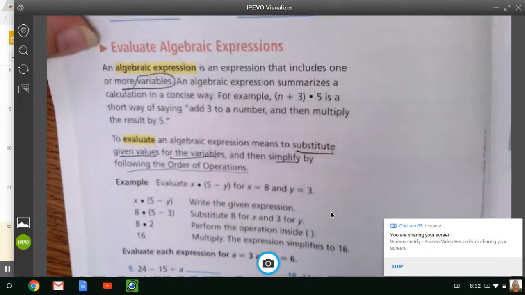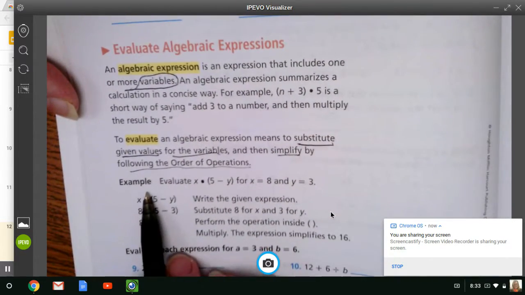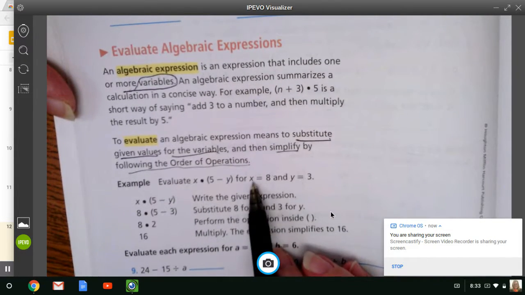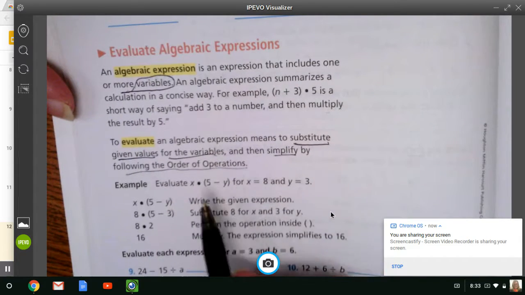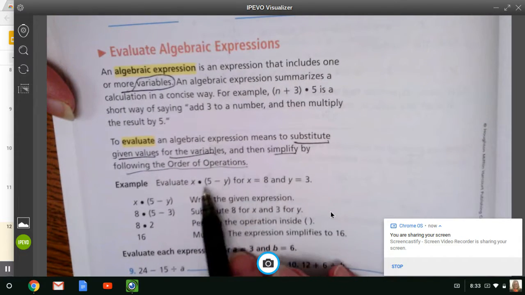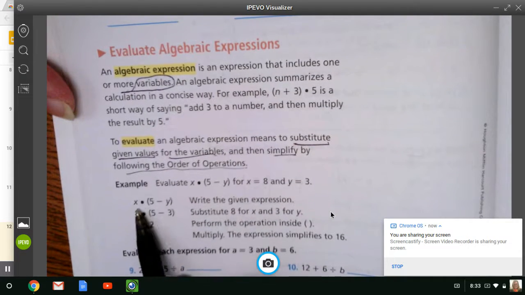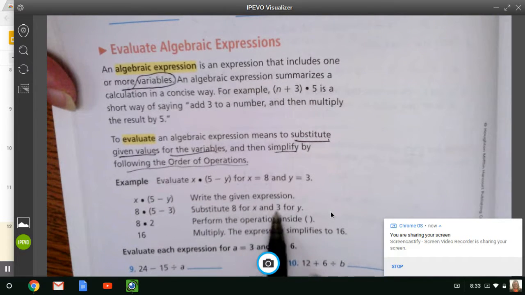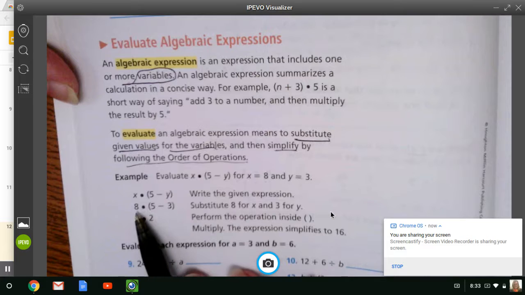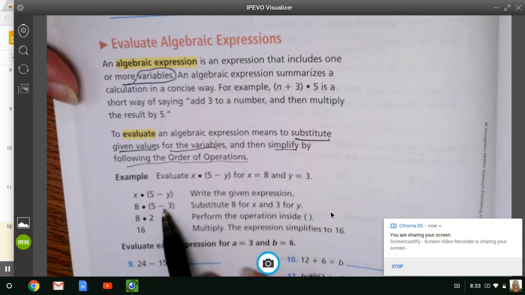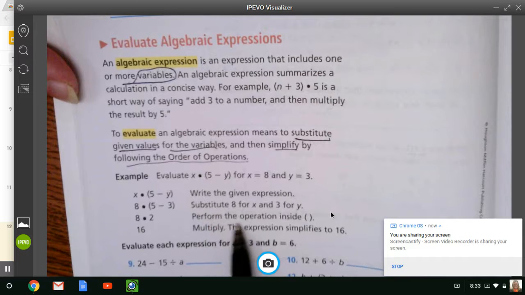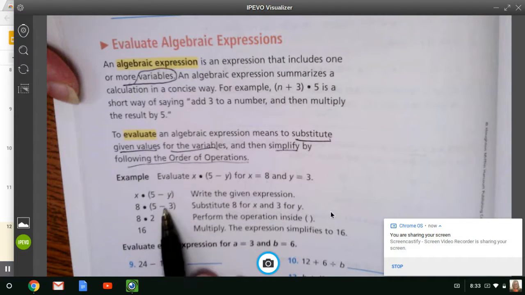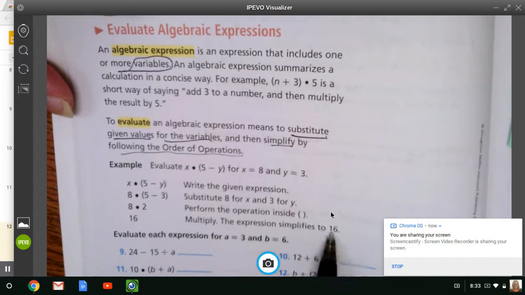And these can be kind of fun. It's like little puzzles. So, for example, evaluate x times 5 minus y for x is 8 and y equals 3. So now we're just going to substitute 8 for x and 3 for y. So first you write the given expression. You substitute 8 for x and 3 for y. So now it's 8 instead of x times 5 minus 3 instead of y. Perform the operation inside of the parentheses first, right? Take care of that. And then multiply, and the expression simplifies to 16.